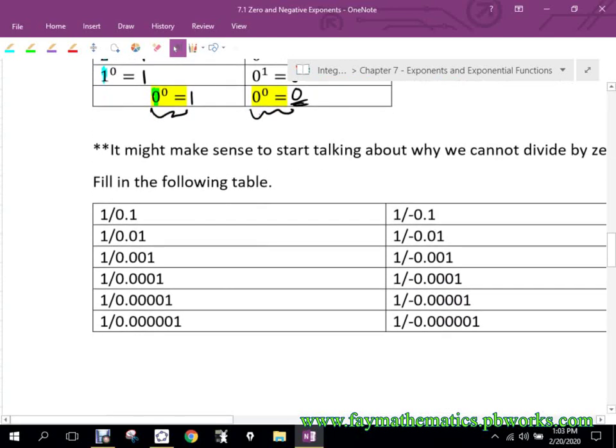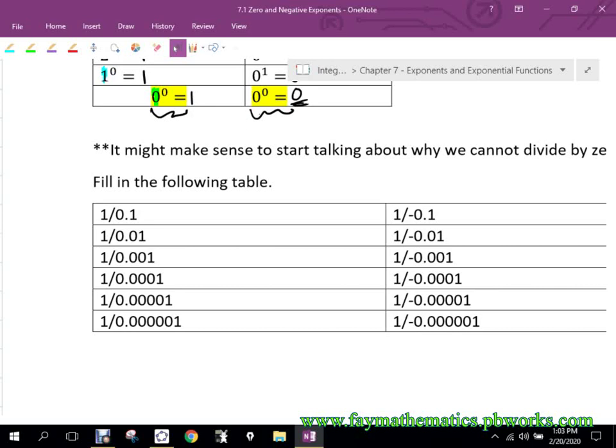So that is our reason why we, in this class, are going to say 0 to the 0 is undefined. We don't have a number for it, okay? Now let's talk about division by 0, okay? And I'm going to show you two different routes here of why we cannot divide by 0, okay? Two different proofs, okay?